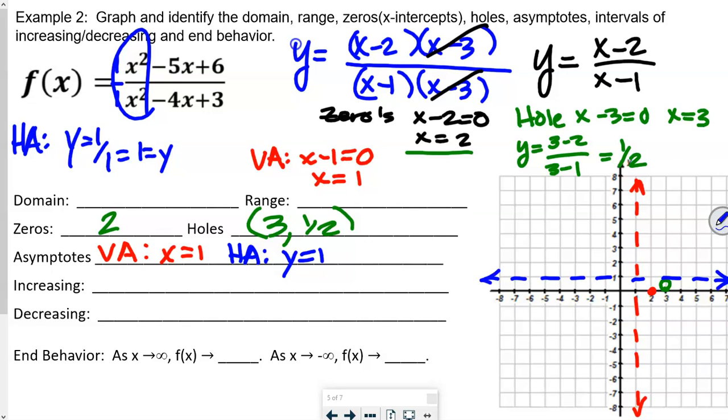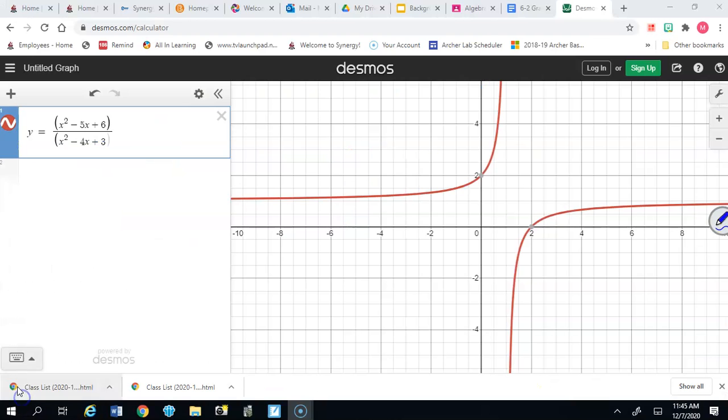Okay, so now I'm again going to go look at the graph. This time I'm going to look at Desmos for y'all, okay? So this time I went to Desmos, guys, and hopefully again you can see that we have a horizontal asymptote here at y is equal to 1 and a vertical asymptote right here at x is equal to 1. We intersect the graph here at (2, 0) and here at (0, 2).